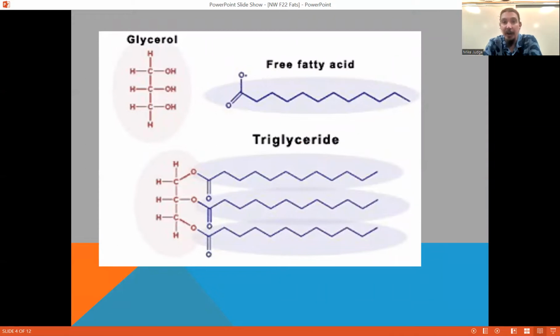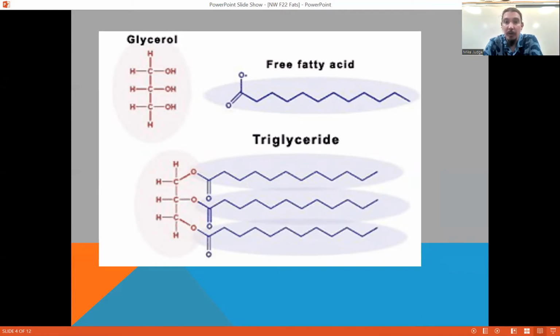So they're made of a small 3-carbon molecule called glycerol. You can see it on the left of the slide in red. And glycerol has attached to it fatty acids. And fatty acids are pretty much chains of carbon and hydrogen. You see those here in blue.